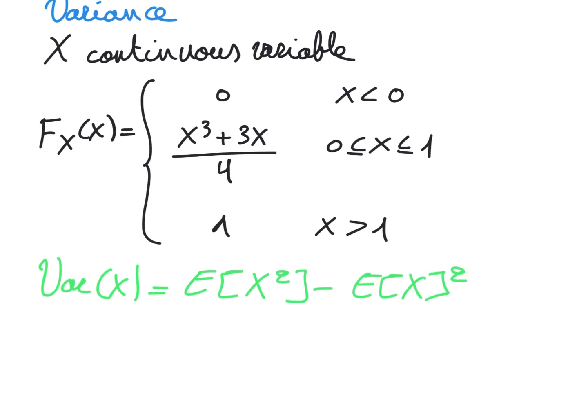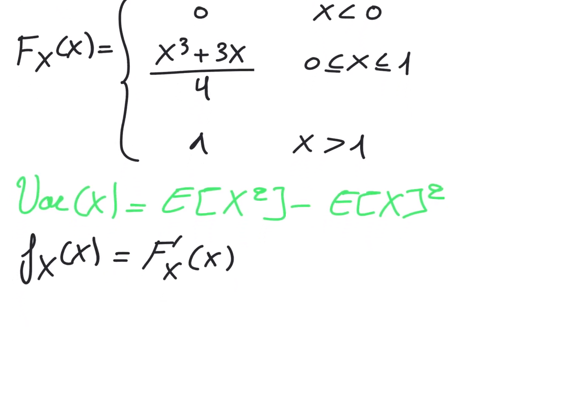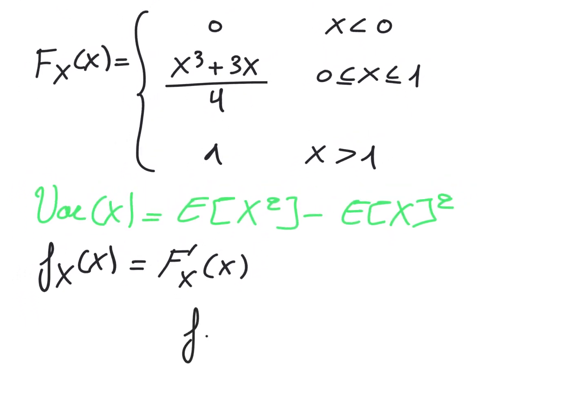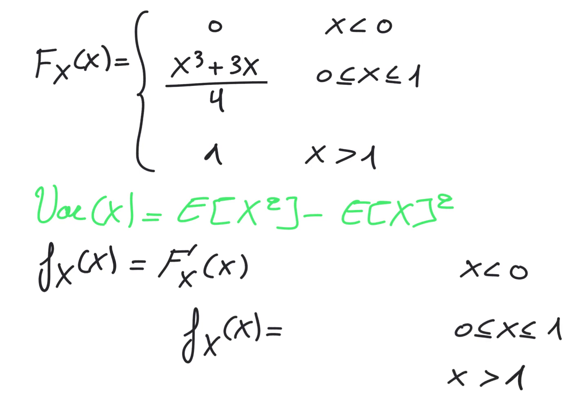Maybe you know that the probability density function of a variable is actually the derivative of the cumulative distribution function. So we're going to differentiate our cumulative distribution function to obtain the density function. So let's see what we get. Our density function, let's split it in 3 parts. x smaller than 0, x between 0 and 1, and x larger than 1.